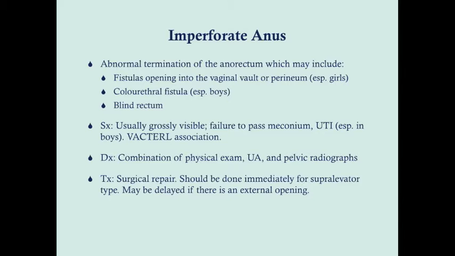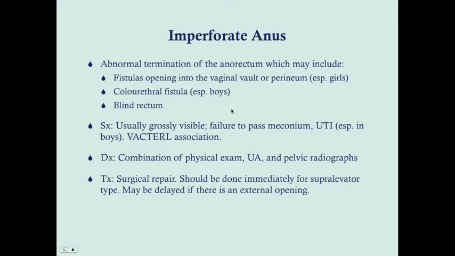All right, so we'll finish up with the imperforate anus. This is an abnormal termination of the anorectum, and you don't really need to know a whole lot of this. The USMLE won't expect you to know a whole lot of this, other than that there's an association with VACTERL, which is vertebral, anal, cardiac, tracheoesophageal fistula, renal, and limb. And then also that it can be a cause of failure to pass meconium, but typically this is discovered before we expect the baby to pass meconium.